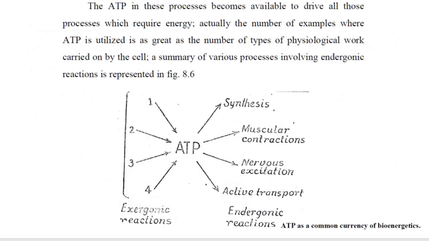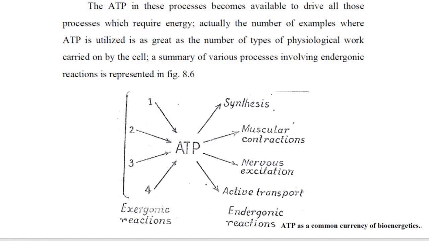Now you can see the ATP in this process become available to drive all those processes which require energy. Actually, the number of examples where ATP is utilized is as great as the number of types of physiological work carried on by the cell. And a summary of the various processes involved in endergonic reactions is represented here.